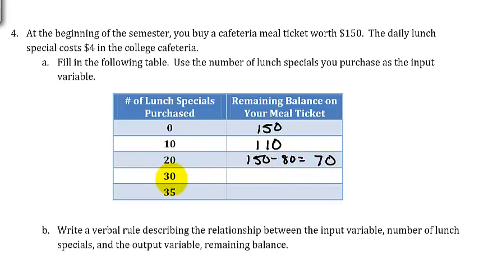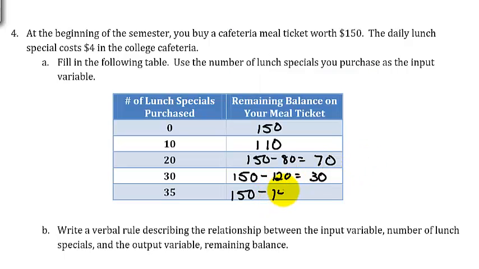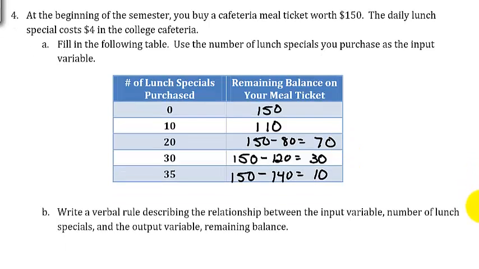And then here, that would be 150 minus 120, which would be 30. And then here, it would be 150 minus 4 times 35, which is 140. And so you'd only have $10 left then.